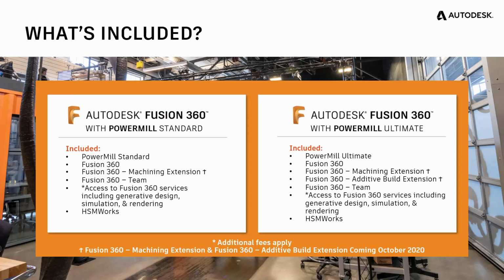Now, the second offering, Fusion 360 with PowerMill Ultimate, includes PowerMill Ultimate, obviously, Fusion 360 Core, Fusion 360's machining extension, and a new additive build extension, both of which you'll hear more about in October of this year. We also include Fusion 360 Team for that amazing collaboration capability, those pay-as-you-need-it accesses to generative design, simulation, and rendering, and access to HSM Works at the same time. So you can see that both of these two new offerings include a whole load of extra technology to give you access to this leading edge capability to give your business that competitive edge.